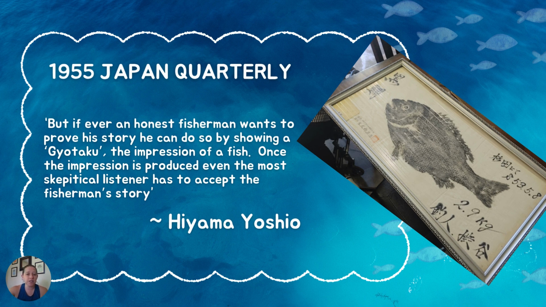Is this an ancient art form? Well, we're not really sure how far back it goes. But I do want to share an article with you from 1955, published in Japan Quarterly, written by Hiyama Yoshio. Bear with me here. There is a saying in Japan that the fish that got away was a big one, but the fish that was caught was by no means a small one. In any case, it tends to grow larger with the passage of time as fishermen talk about it.